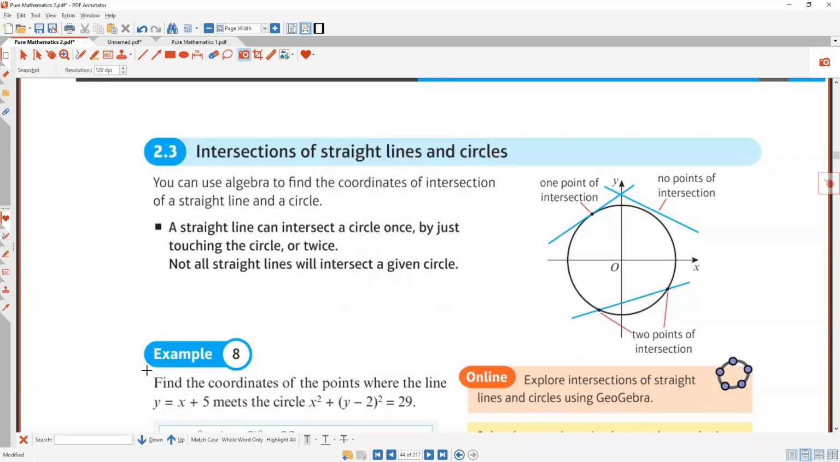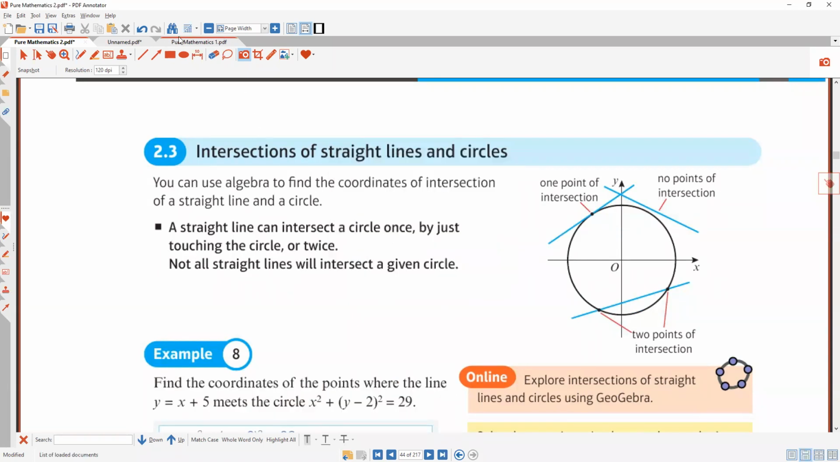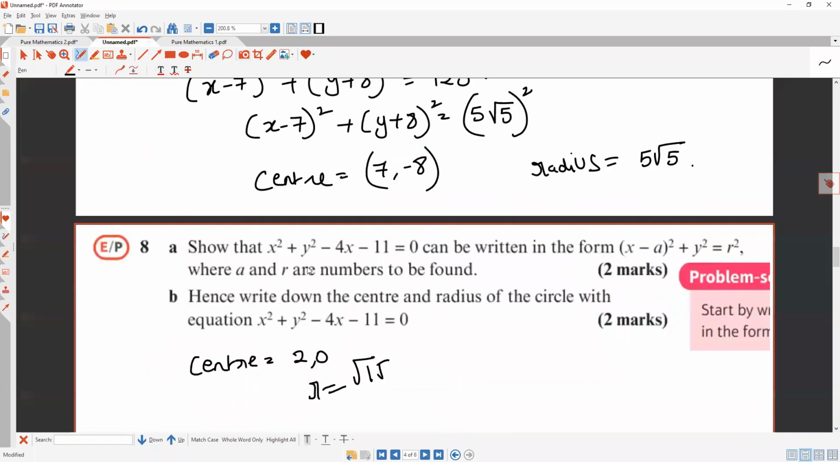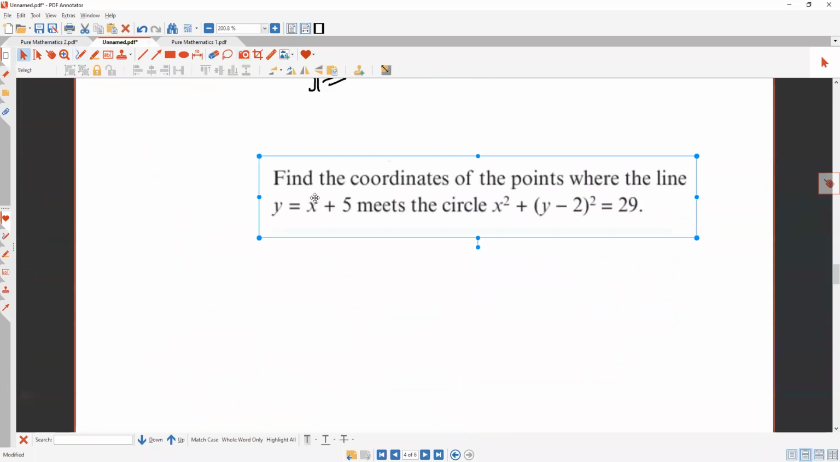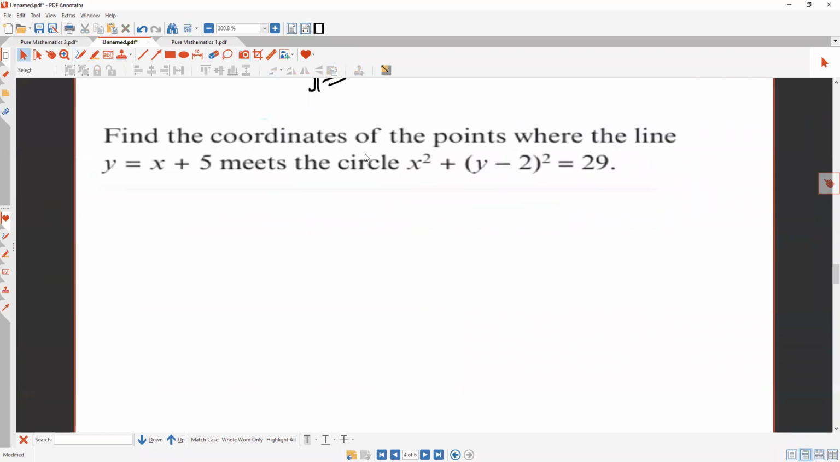Now find the coordinates. Example 8: find the coordinates of the points where the line y = x + 5 meets the circle x² + (y − 2)² = 29. If it is a point of intersection, it's a simultaneous equation, right? It intersects in either 1 point or 2 points, I don't know where. So all you're supposed to do is this: you can see y = x + 5 here. Just substitute that in place of y, open the brackets and find the x value and y value to get the point coordinates.